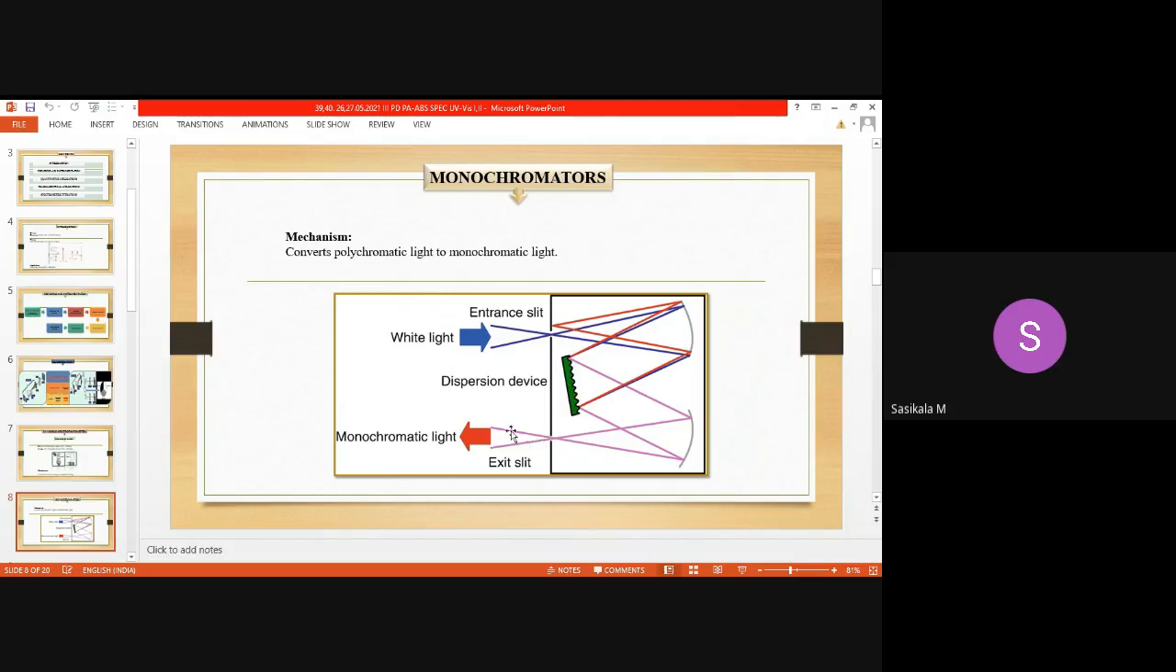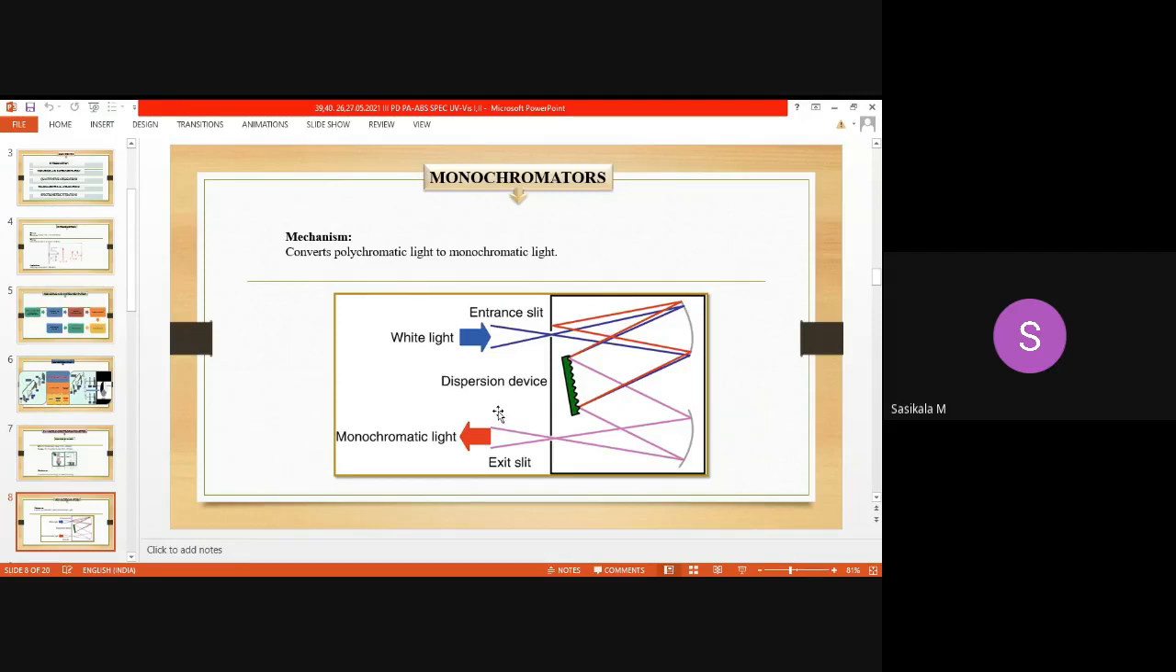So through the exit slit, whatever radiation we fix in the instrument will be passed through, and other radiations will be eliminated. If you require only a fixed wavelength, like 400 nanometer or 500 nanometer, and you set that in the instrument, it will select only that monochromatic light.